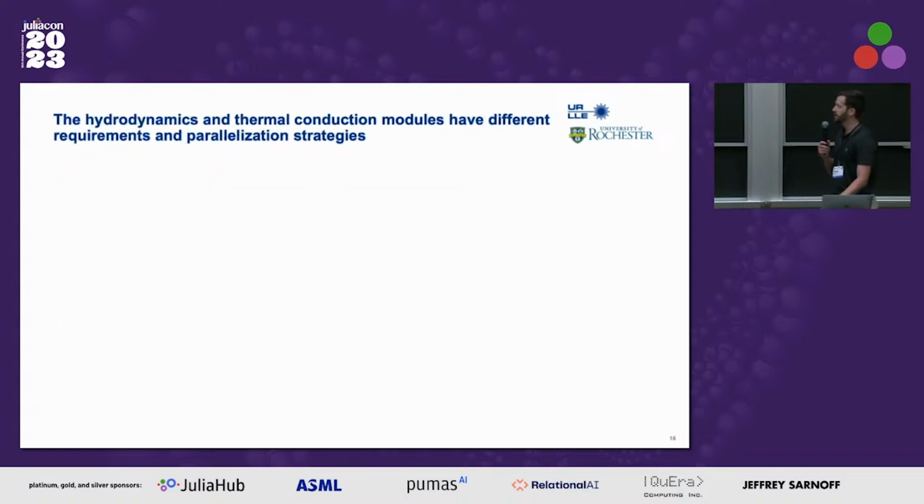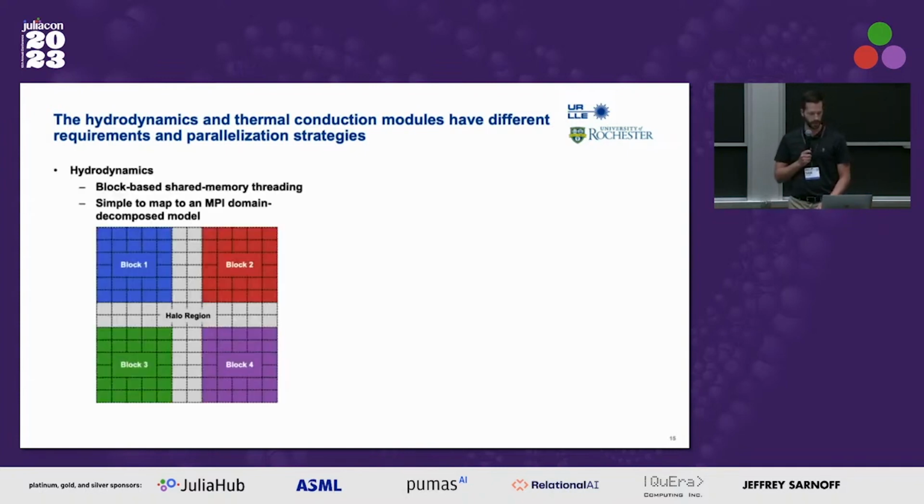So the hydro and thermal conduction modules have different requirements and parallelization strategies. For the hydro, we use block-based shared memory threading. This is a simple approach where you just divide your domain up into blocks, and you have halo regions in between where you exchange data between each time step. This is simple to map to MPI. Right now it's shared memory, but you can move to MPI for domain decomposition.